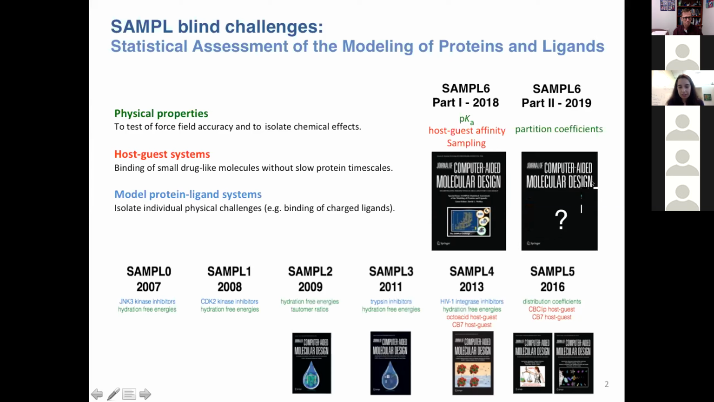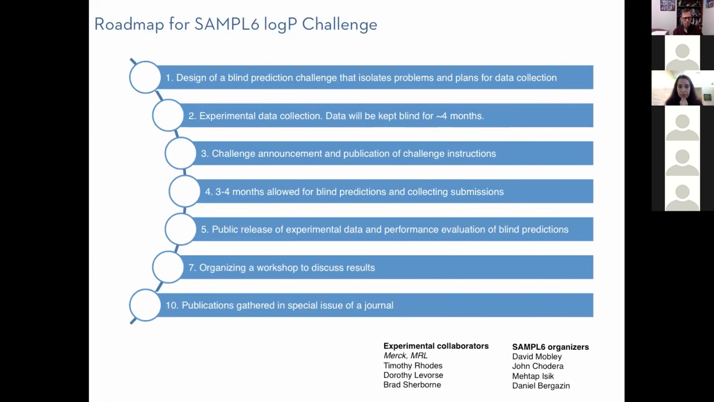There have been special issues of each of these challenge phases, and there will be one for the partition coefficient as well. If I go over the roadmap of how we organize the challenges: after the inception of the idea of having a test model system, the next stage is the experimental data collection. After data collection, the experimental data is kept blind for a certain time, and then we let blind predictions be made, and we collect them before releasing the experimental data. And then we also share a performance evaluation comparing different methods.